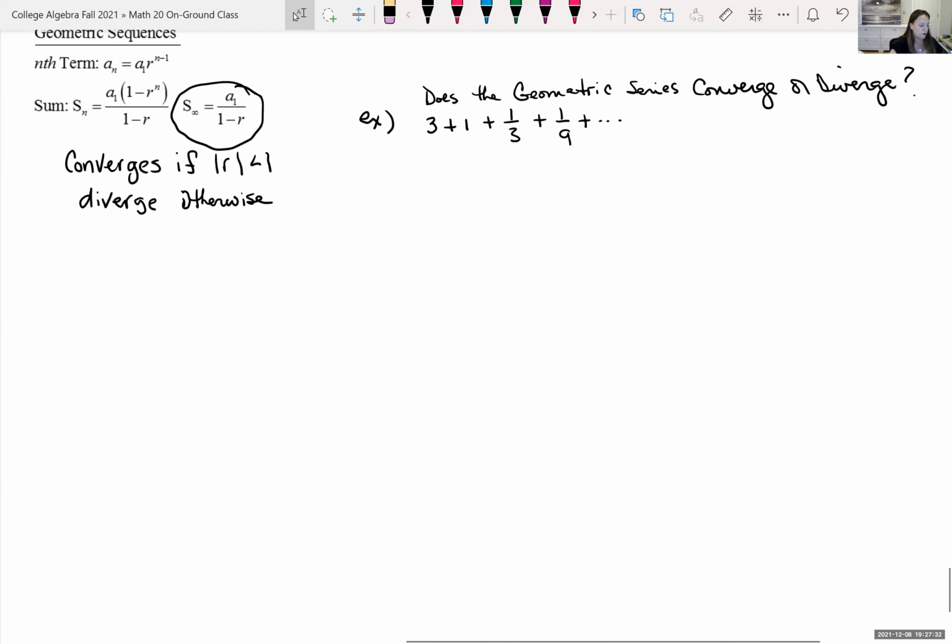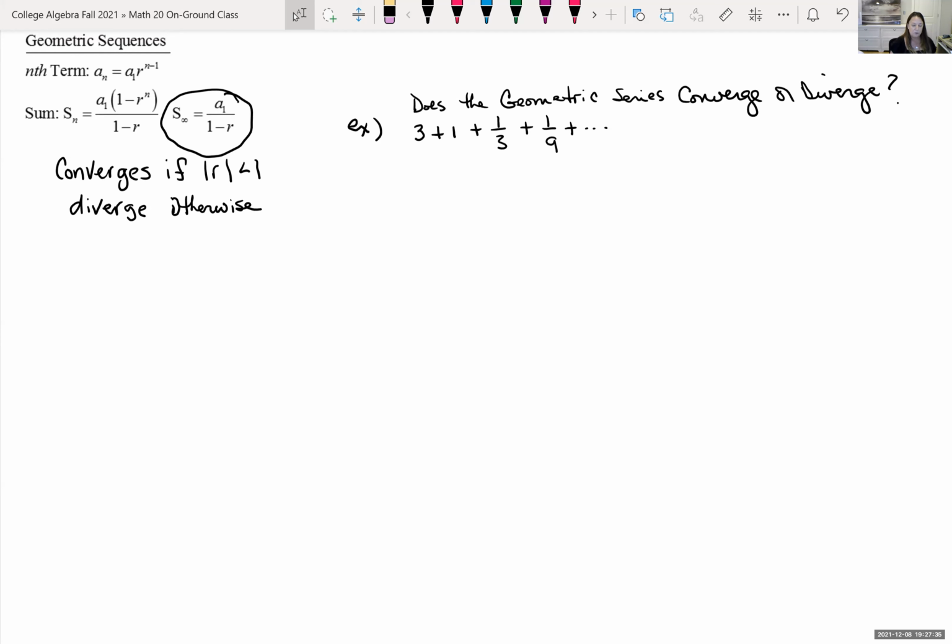Okay, so we have one more problem in front of us. This time we're given the terms of a sequence and we're summing those terms of the sequence. We're given the sequence is geometric and we want to know, does this converge or diverge? So we really need to know what is our r value?